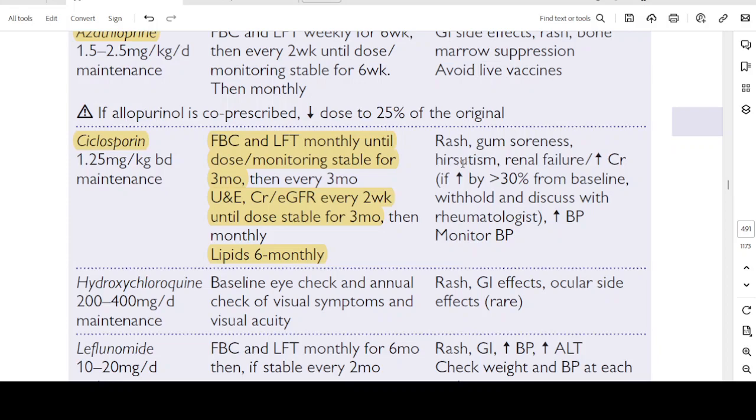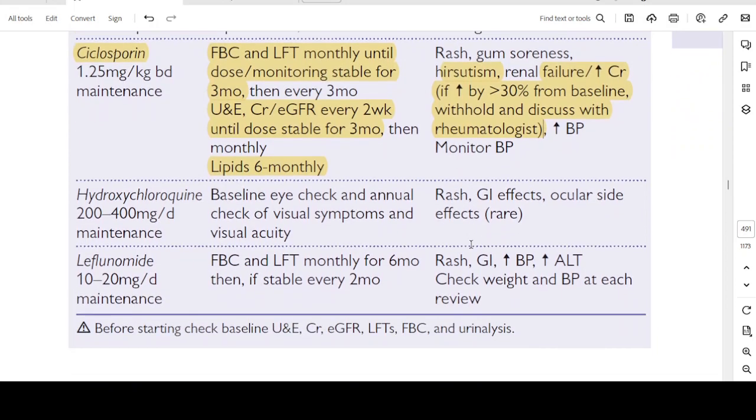Side effects include rash, gum soreness and hirsutism. Cyclosporin is the cause of hirsutism. Renal failure and increased creatinine. If creatinine is increased by more than 30% from the baseline, withhold and discuss with the rheumatologist. That is why you are checking urea, electrolytes, creatinine and eGFR every 2 weeks, because it can cause renal failure. Blood pressure is raised, and so you need to monitor the BP.